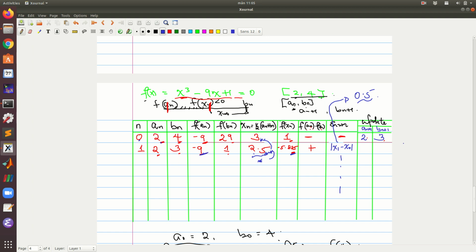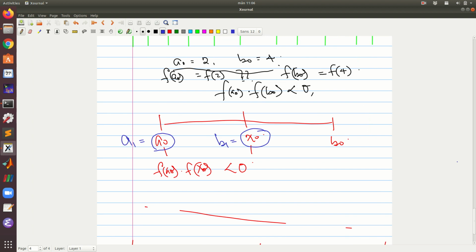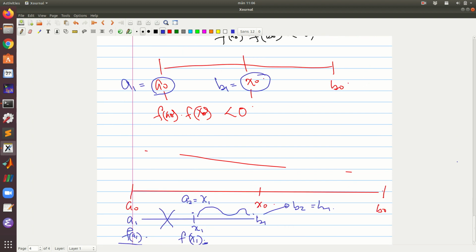All right, so we have said here that now our a1 is going to be equal to the x1 here, because we have found that the root lies in this interval here, this one here, and not this one here. Why? Because we found out that f of a1 times f of xn is greater than 0. They have the same sign, so the root lies here.